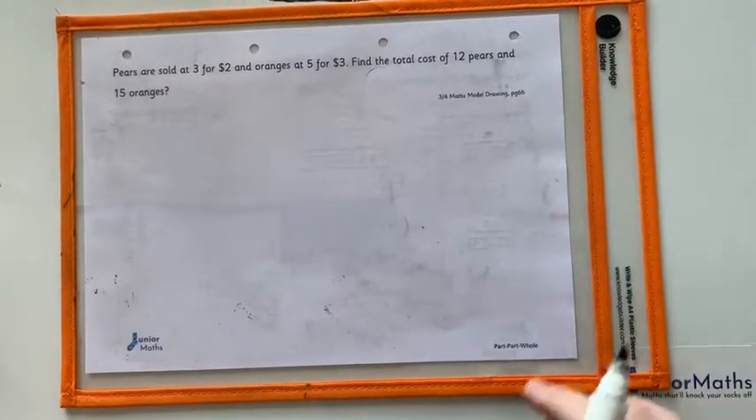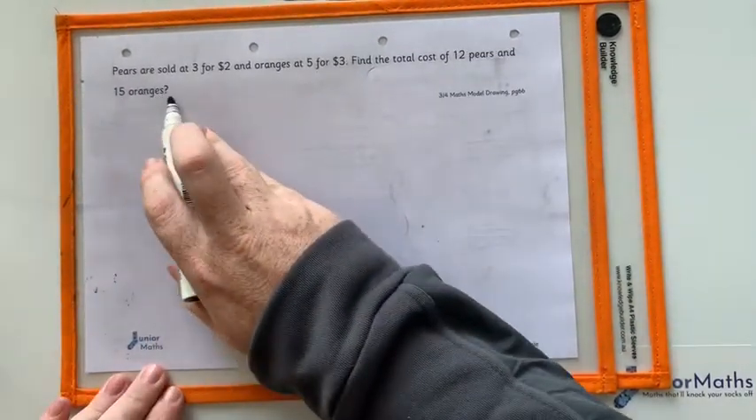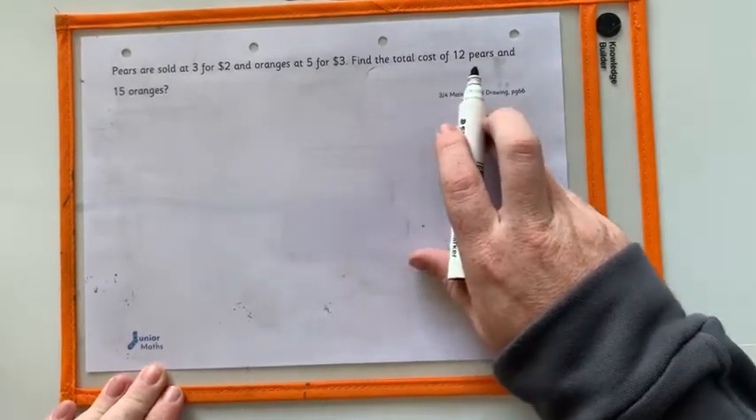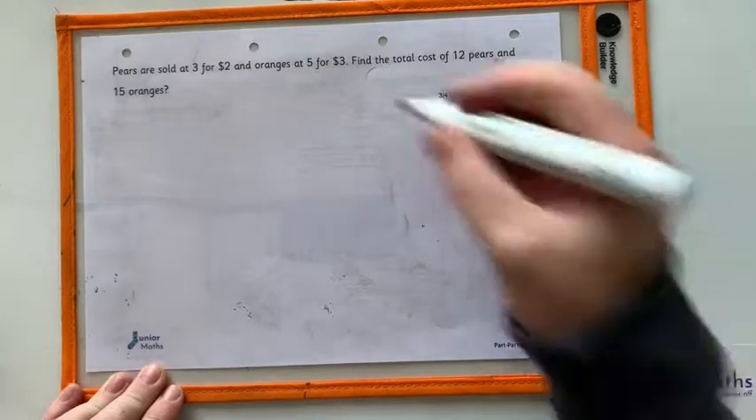Taking a look now at division problems. So pears are sold at 3 for $2 and oranges at 5 for $3. Find the total cost of 12 pears and 15 oranges.